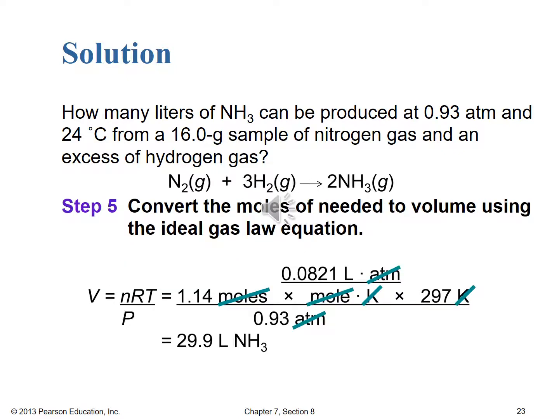Now in step 5, we can take that value of the 1.14 moles of ammonia and find a volume value for it by rearranging PV equals nRT, dividing both sides by P to isolate V, and we get V equals nRT over P. Plugging in the 1.14 moles of ammonia gas that we would produce, the ideal gas constant of 0.0821 liter atmospheres per mole Kelvin, multiplying through by that 298 Kelvin temperature, we find that we should be able to produce 29.9 liters of ammonia from the complete reaction of that nitrogen with excess hydrogen.